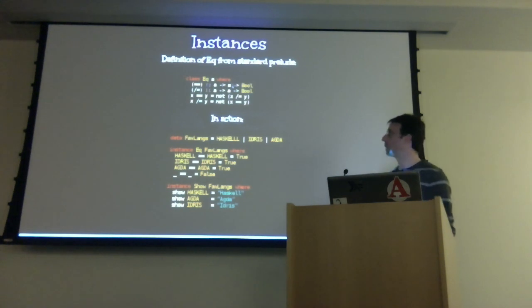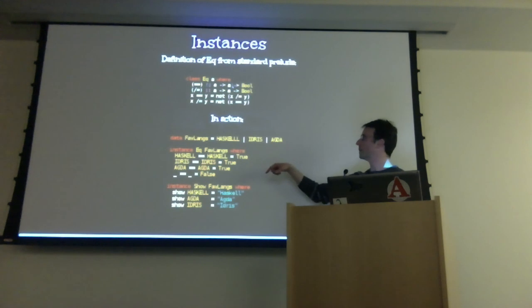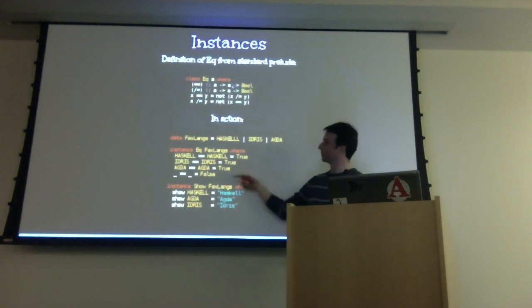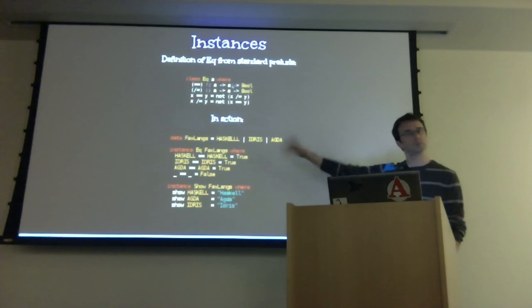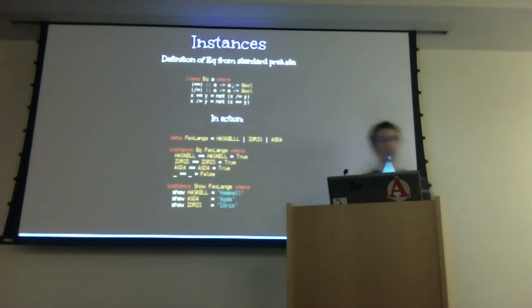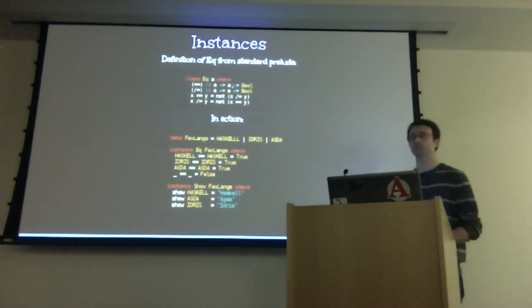So if I want to make my FavLangs type an instance of this Eq type class, this is the syntax. So for Haskell equals Haskell, and so on. And I did a similar thing for Show. Remember, Show is a way of turning a value of a given type into a string.